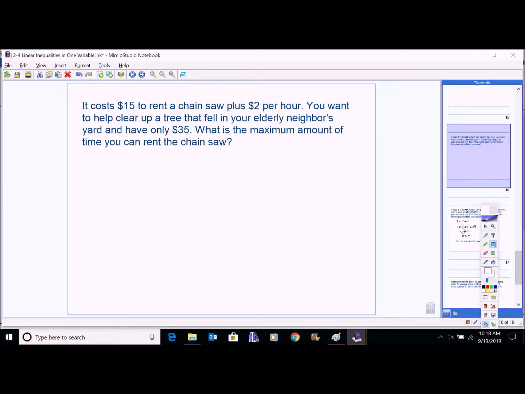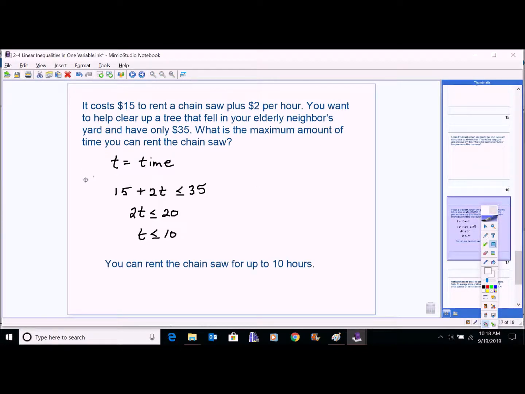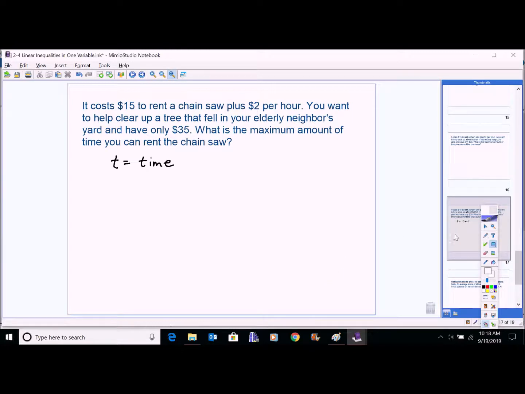I happen to have chosen T, but at the beginning of any of these problems, it's a good idea to write down what the variable is and what it represents. So then as you're going through and you're doing the problem, and you finish it up, you found out what T equals, then you know what your answer actually represents.